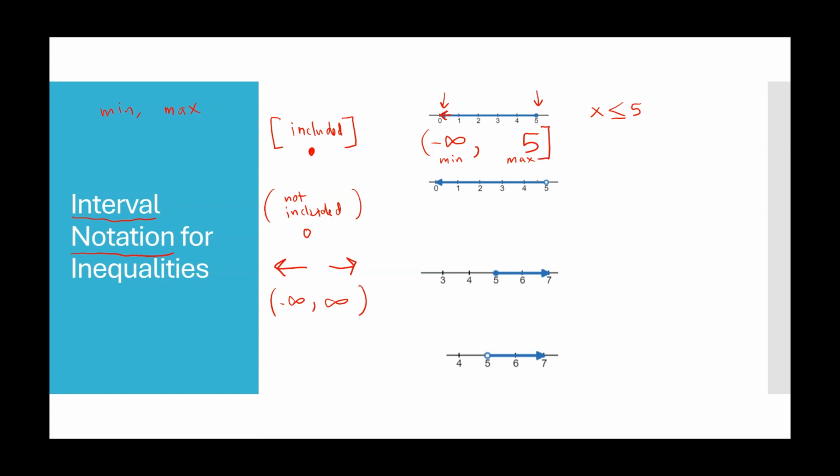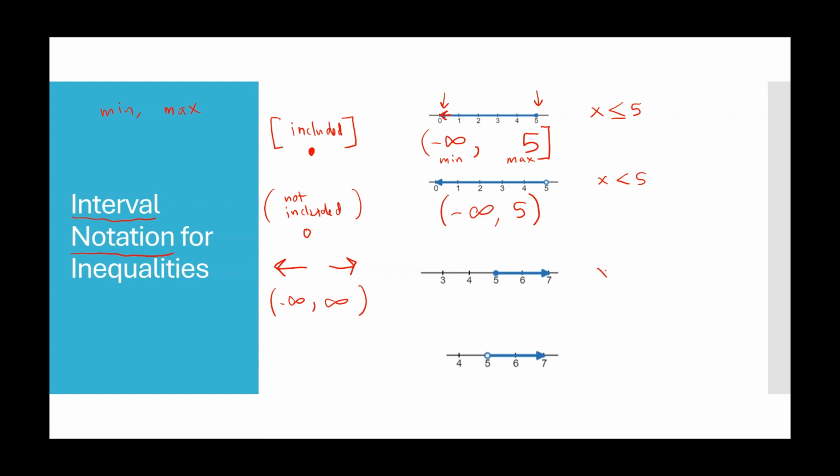Okay? On this one, when we have the open dot, this was x is less than 5. It's almost exactly the same, except 5 gets a round bracket now because x could be as close to 5 as you could possibly imagine. It could be 4.999999999, but it can't be 5.